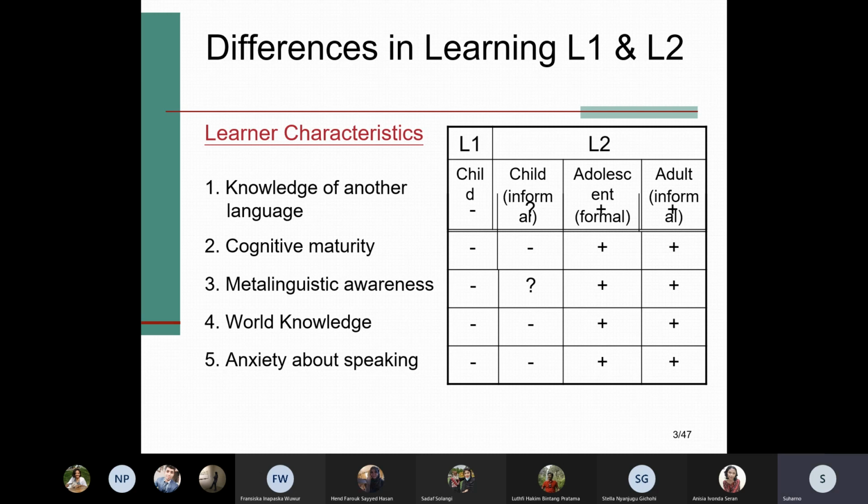When you are teaching English for children and when you are teaching English for adult learners, you should use different approaches in terms of method. The methods of approach should be different when you are teaching children and when you are teaching adult learners.